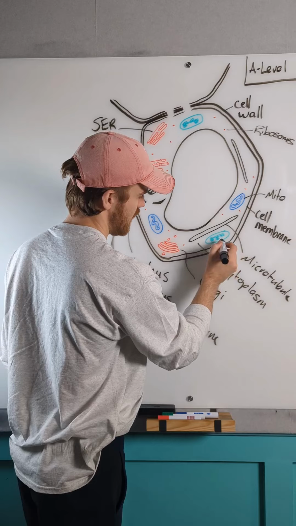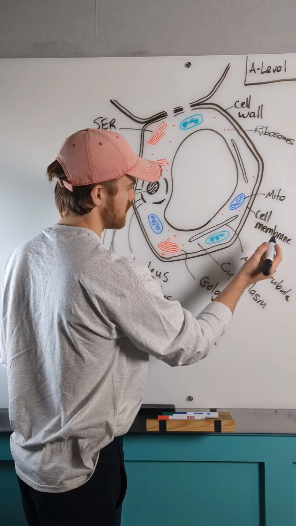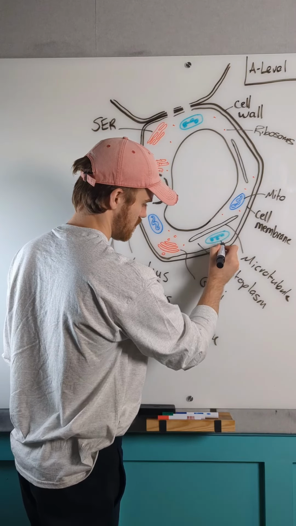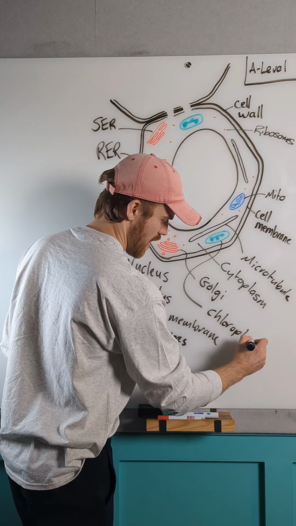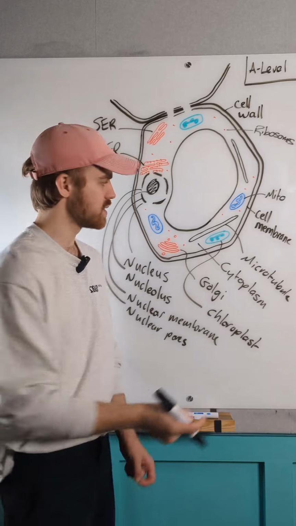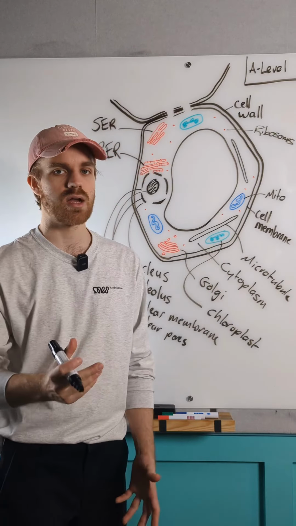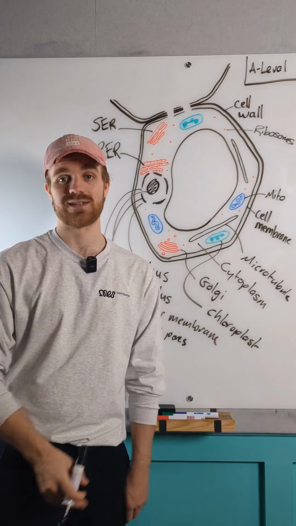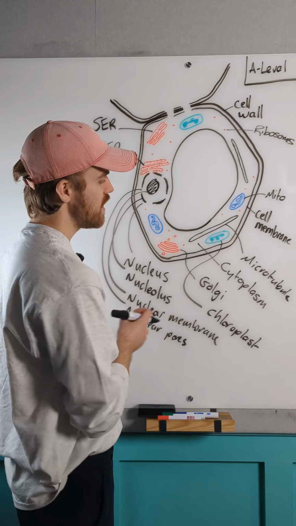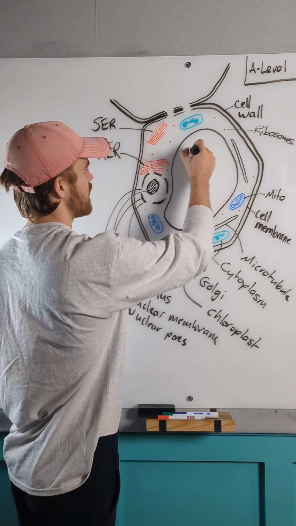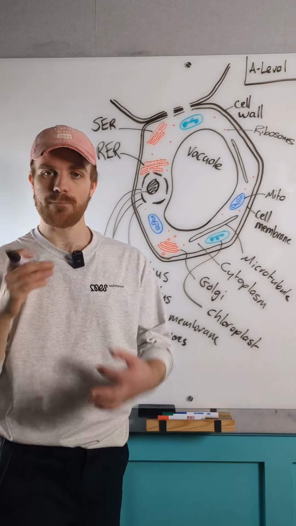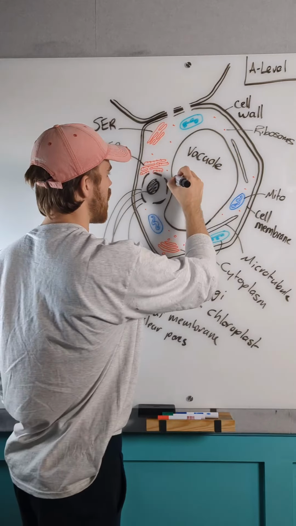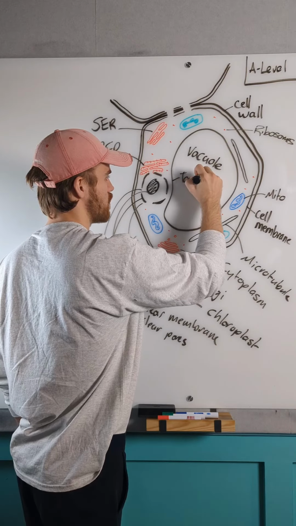And we can also then label our chloroplasts. Running out of space now. And we can recognize this as our chloroplast because of those stacked thylakoid membranes, also known as our grana. Once we've labeled our chloroplast, we can then think about our vacuole in the middle here. And the membrane of that vacuole is our tonoplast.